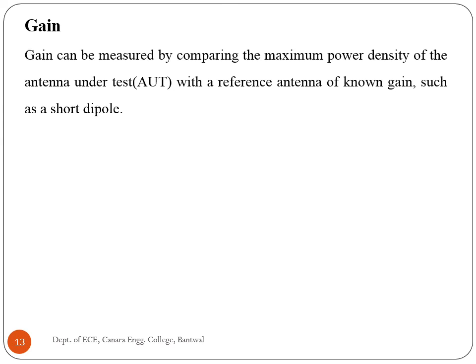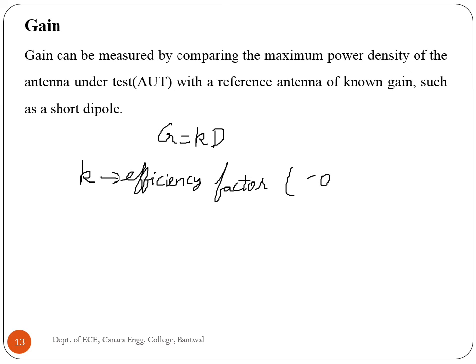Thus, gain is equal to K into directivity, where K is the efficiency factor, which is always between 0 and 1 and is dimensionless. Gain is always less than directivity. Gain is equal to directivity for a lossless antenna.